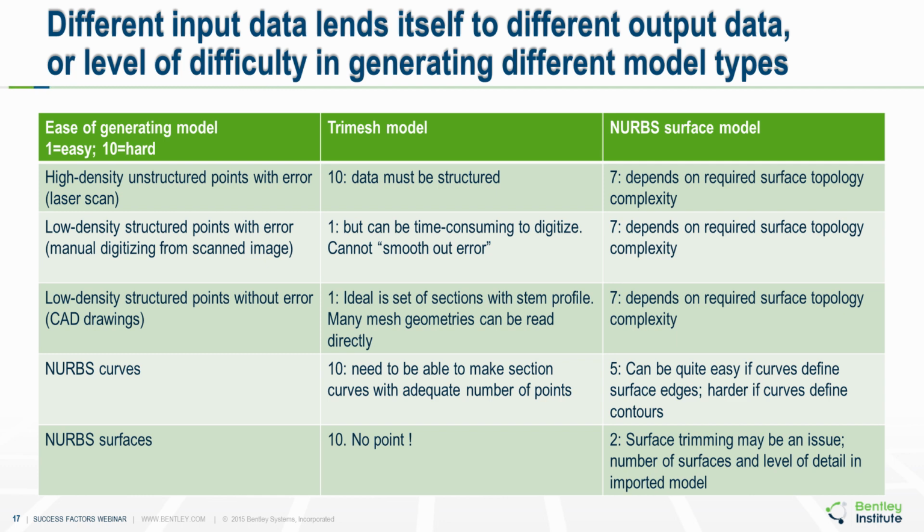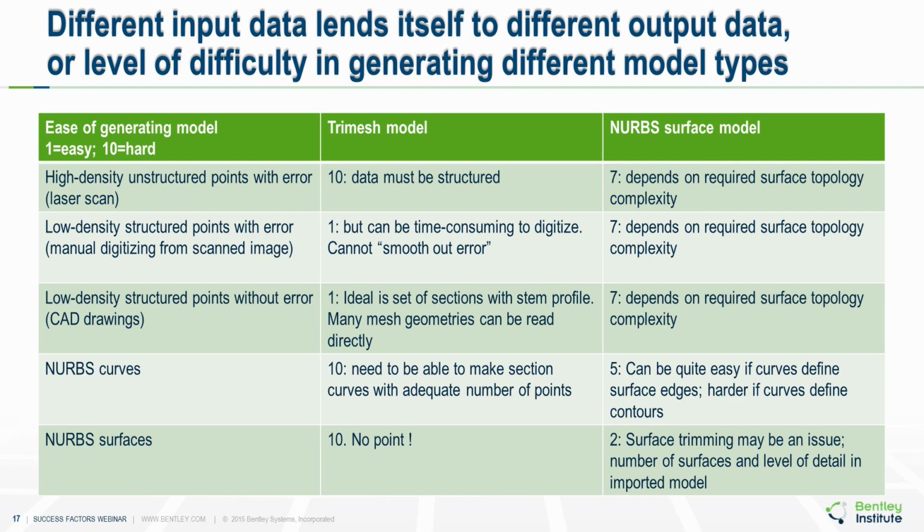If we have NURBS curves, then the difficulty of generating a tri-mesh depends really on what the curves represent. If we have a series of sections and maybe a stem and stern profile, then it will be quite straightforward to generate points from these curves and then generate a tri-mesh. On the other hand, if the curves represent surface edges, then generating a tri-mesh will be much more difficult. There are a number of tools available for generating NURBS surfaces from NURBS curves, including skinning a surface through a set of section curves, as well as creating surfaces from a set of 4 boundary curves.